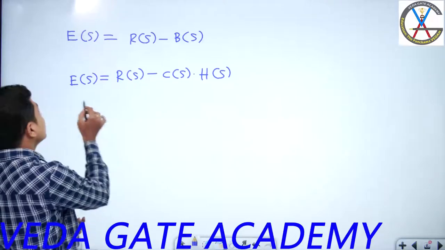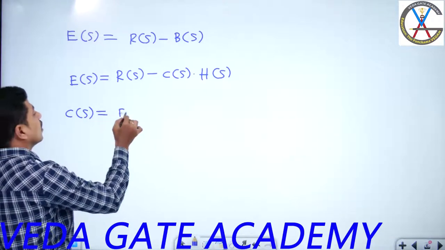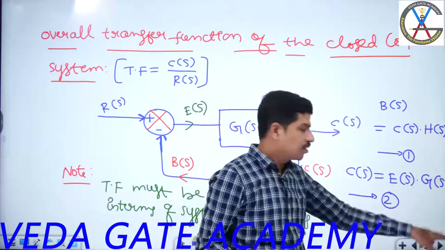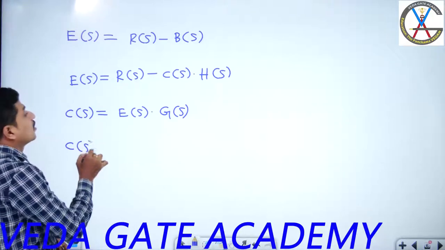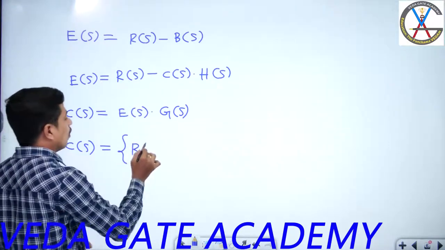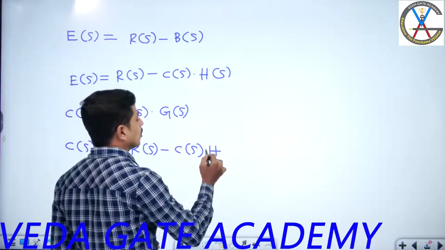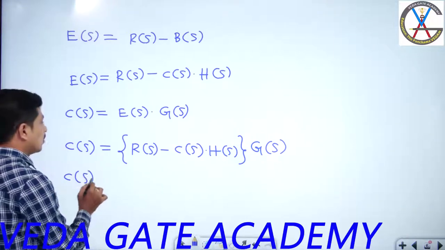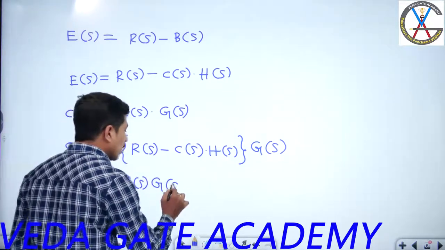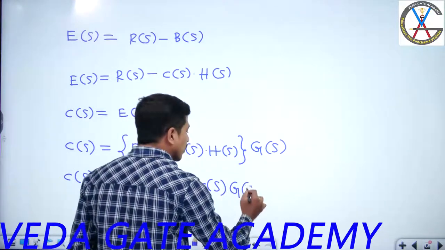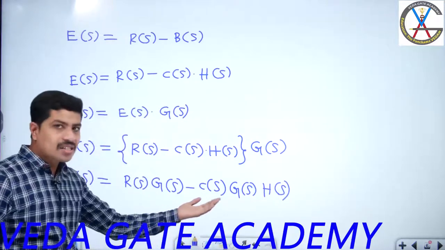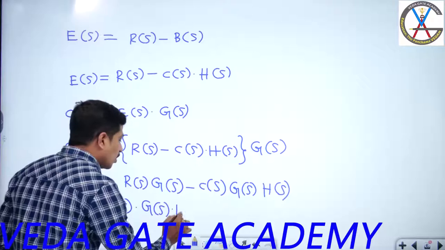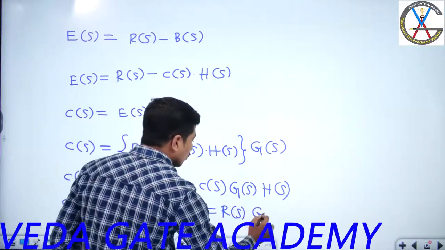Very simple. Now, what is C of S that we previously got? C of S is equal to E of S into G of S, from equation 2. And what is E of S, which we got here itself? R of S minus C of S into H of S, into G of S. Simplify it. C of S is equal to R of S into G of S minus C of S into G of S into H of S. Take this C of S term to this side: C of S plus C of S into G of S into H of S is equal to R of S into G of S.